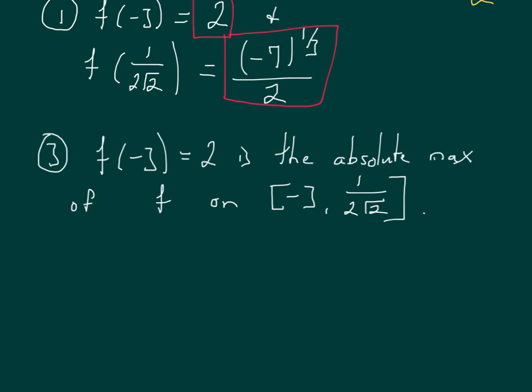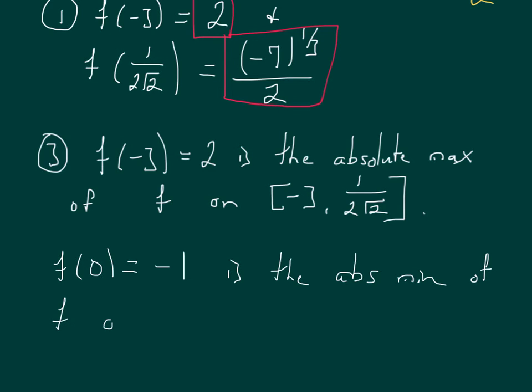f at 0, which we said is equal to minus 1, is the absolute min of f on this interval, minus 3, 1 over 2 root 2, and there we are, we're done.